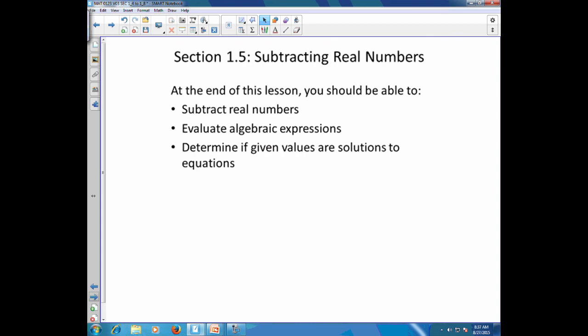So at the end of this lesson, you should be able to subtract real numbers, evaluate algebraic expressions, and determine if given values are solutions to equations.